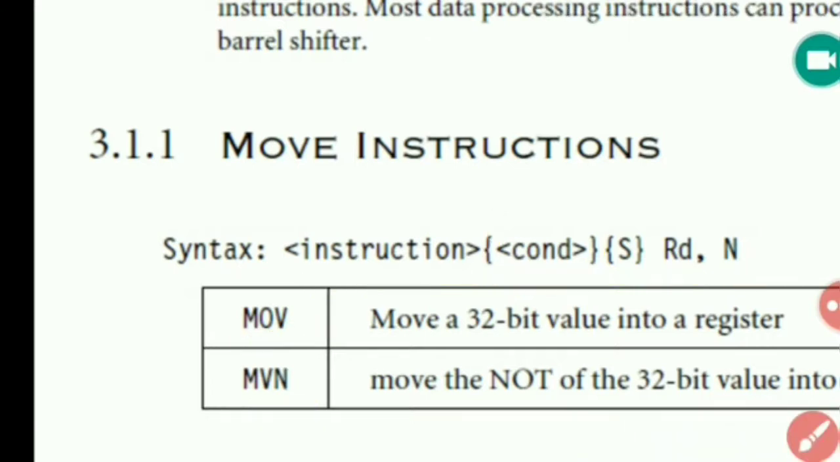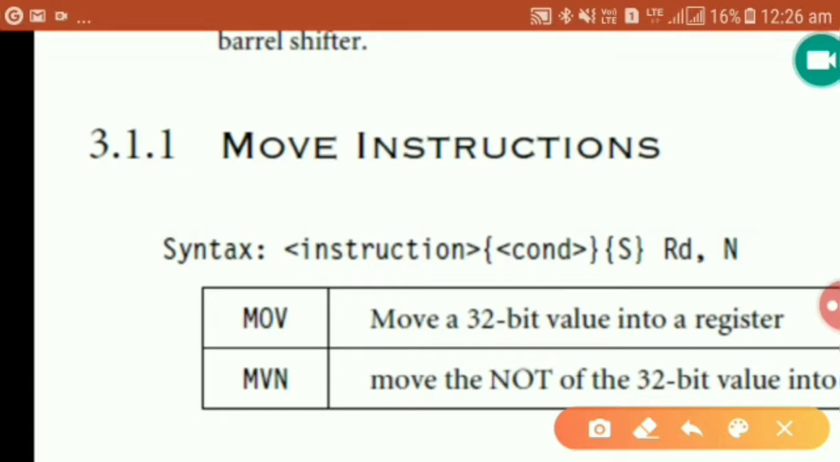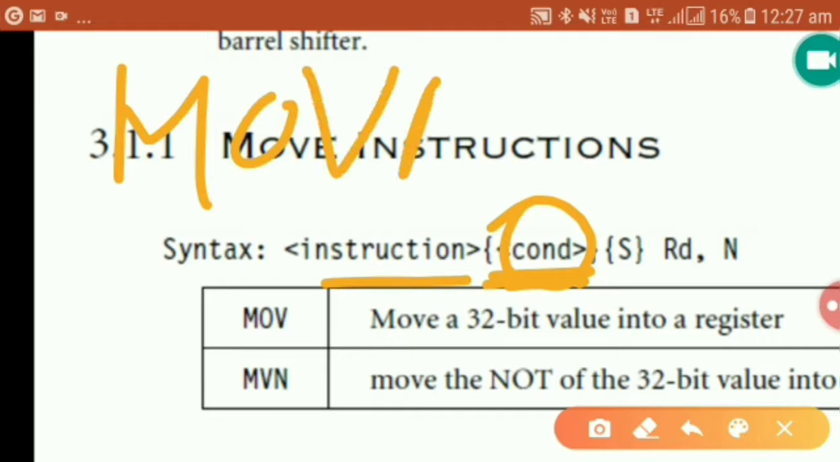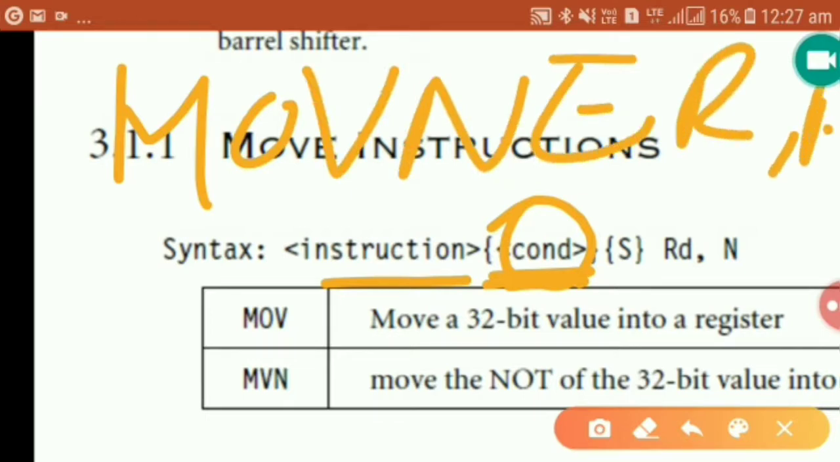Now consider the condition. What is this condition? In the first module we have gone through this topic called conditional execution. That means in case of ARM processor, 80% of the instructions are conditional execution instructions. Based on this condition, the processor will decide whether to execute the instruction or not. Say for example, we write the instruction like this: move not equal R1, R2.